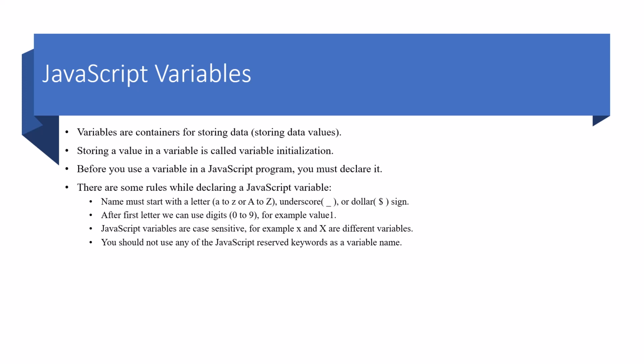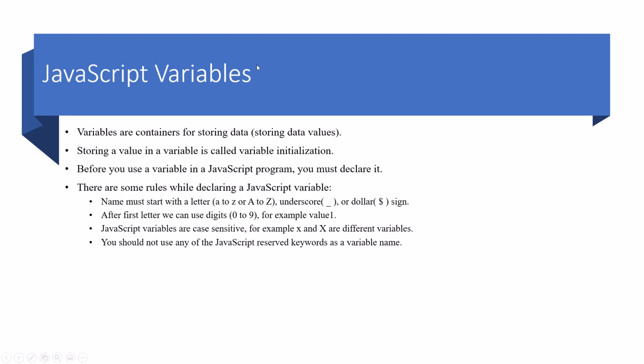So starting with what is a variable. A variable is the same for all the languages. Variables are used to store the data or the value in our program. Storing the value in a variable is also called variable initialization. But before we use the variable in JavaScript, you must declare it. So declaration should be there before using it.